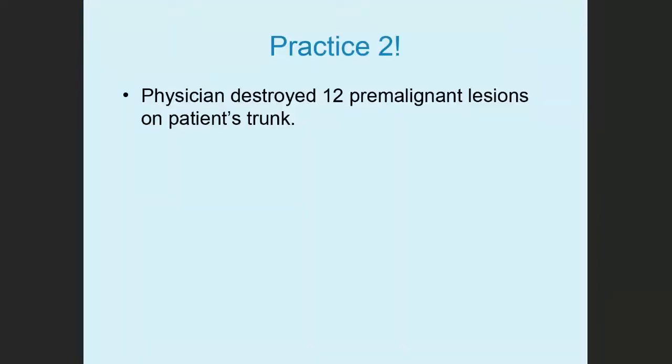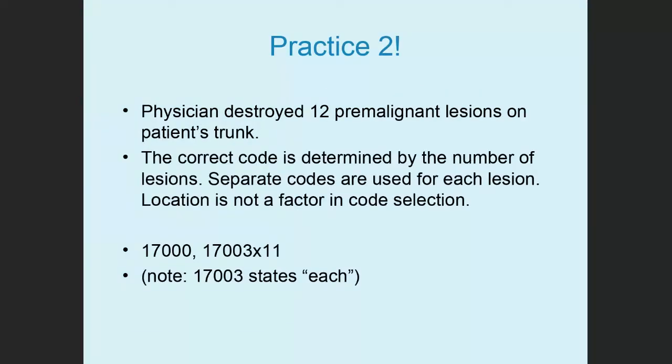So let's do another practice. Again, pause the video if you want to code it on your own. Physician destroyed 12 premalignant lesions on the patient's trunk. The correct code in this case is determined by the number of lesions, separate codes for each lesion. So you're going to use 17000, 17003 times 11. You have 12 lesions. Note that 17003 says each. So each separate lesion is reported separately.